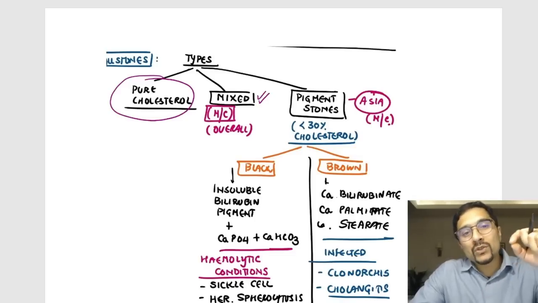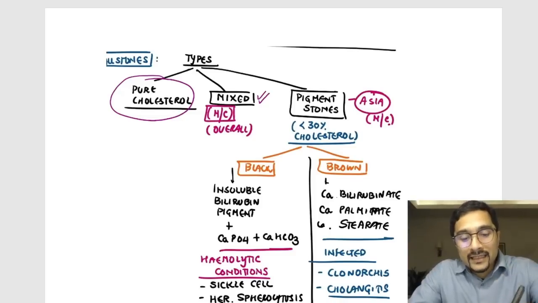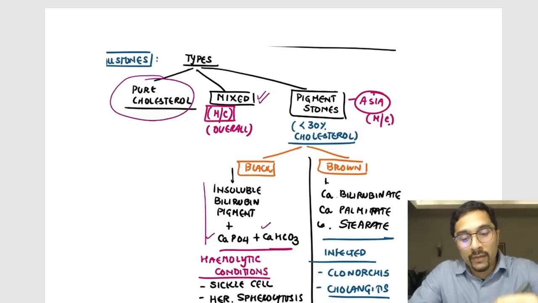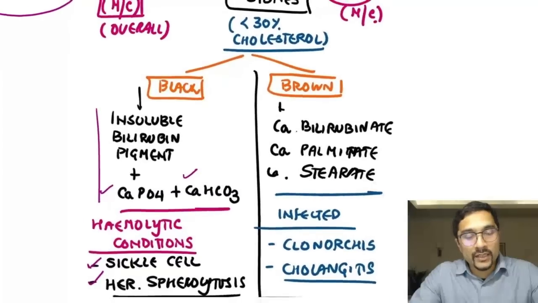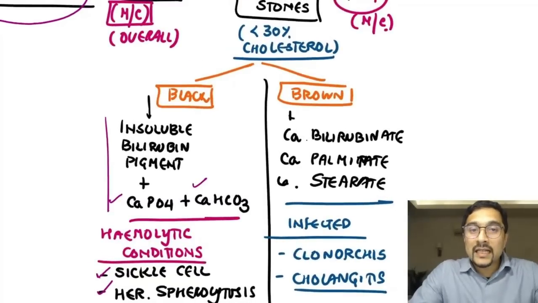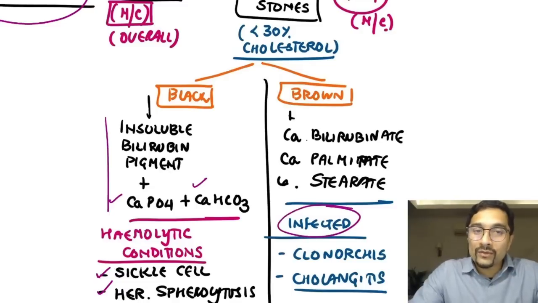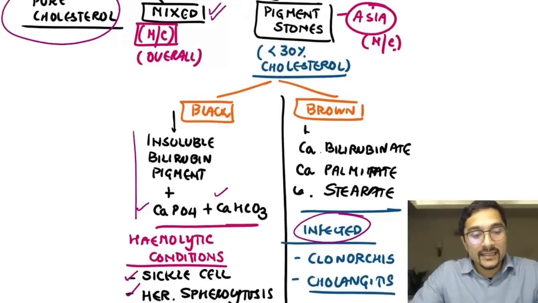Now, a black pigment stone will form when there are hemolytic disorders, and this is usually an insoluble bilirubin pigment polymer along with calcium phosphate and calcium bicarbonate. Right? This can be seen in hemolytic conditions like sickle cell anemia and hereditary spherocytosis. Brown pigment stones are seen in infected bile, which can be due to clonorchis or cholangitis, and this is a combination of calcium bilirubinate with palmitate and stearate as well.